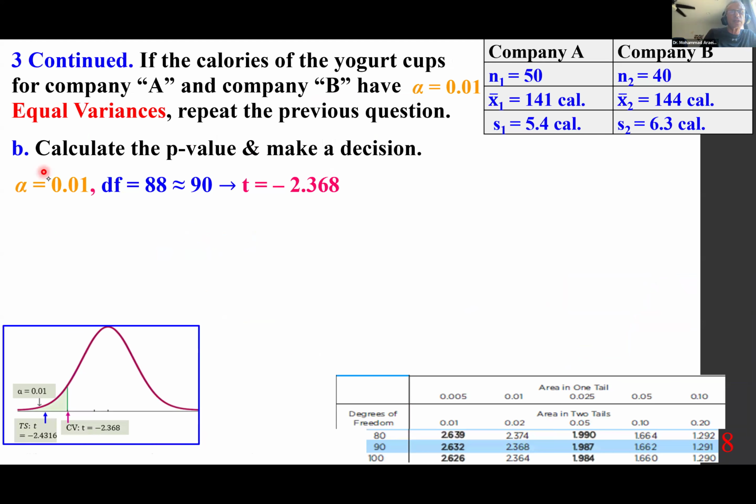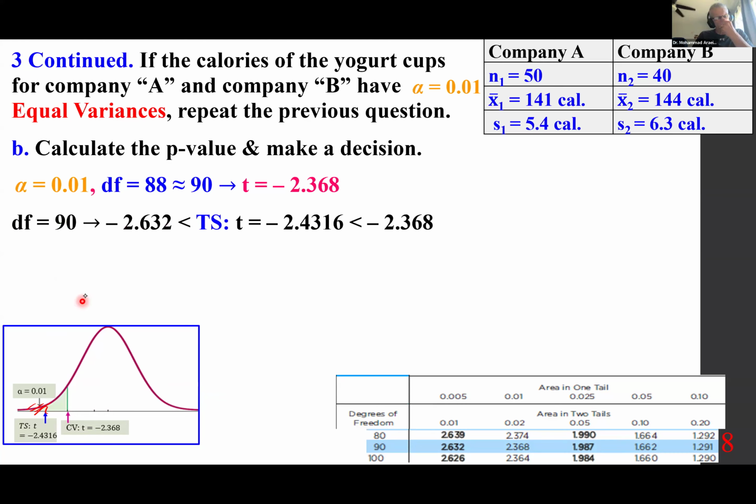Now, same question, we want to calculate the p-value. So the p-value is the area to the left of the test statistic because it's a left-tail test. Okay. So degrees of freedom, we said we're going to go with 90 because we don't have 88. The table has 80, 91. Some tables you can find online have it. And so t is negative 2.368. That is the critical value. The test statistic is negative 2.4316.